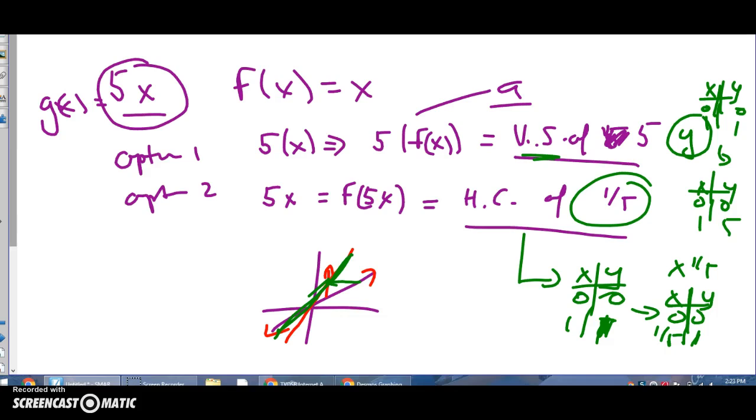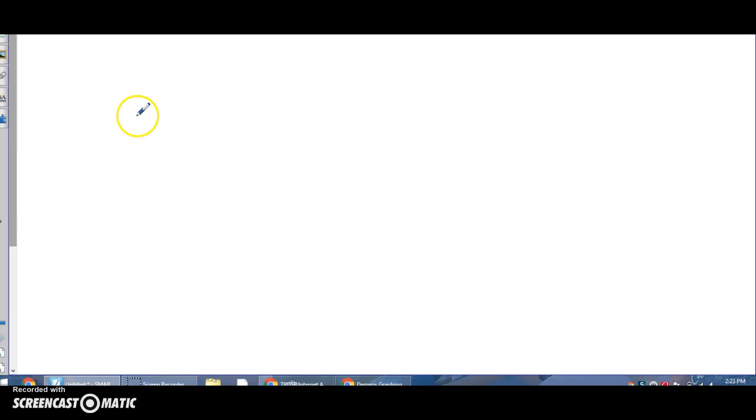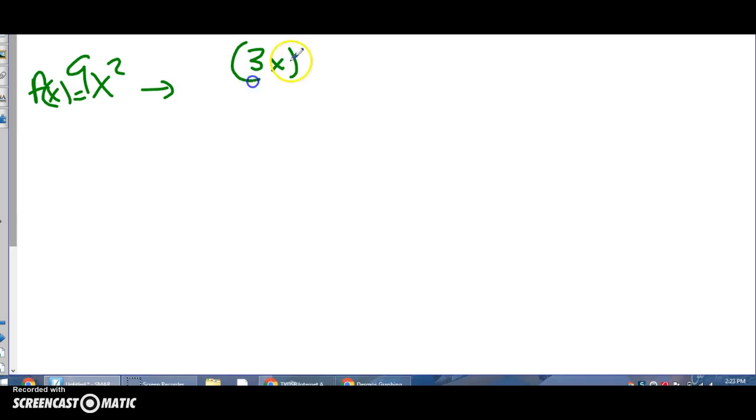But let's go on to something a little more interesting. Let's go on to what we did in B here, 9x squared. If f at x is 9x squared, I want to look at this and say, is it horizontal or is it vertical? Well, in this case, we can look at it 2 different ways. That's 9x squared. That's the same as 3x all squared.